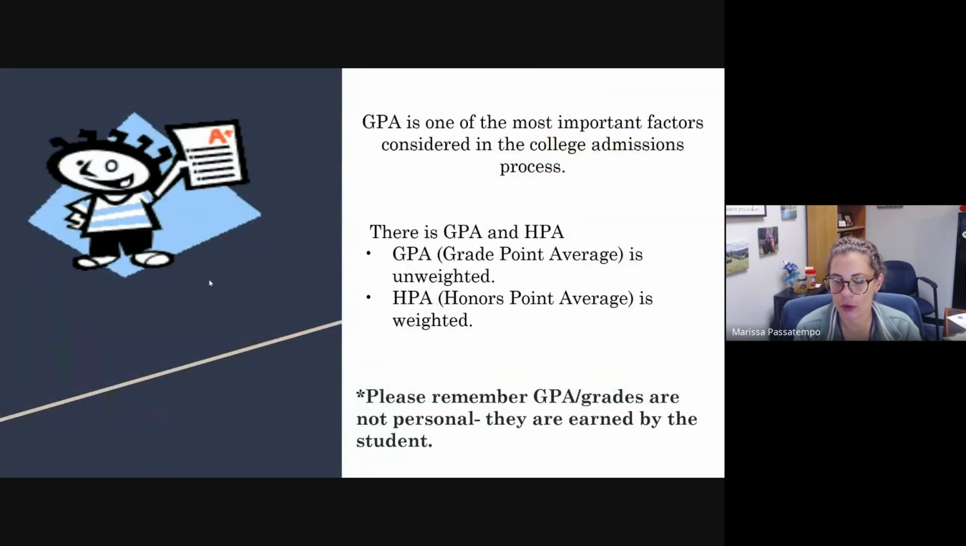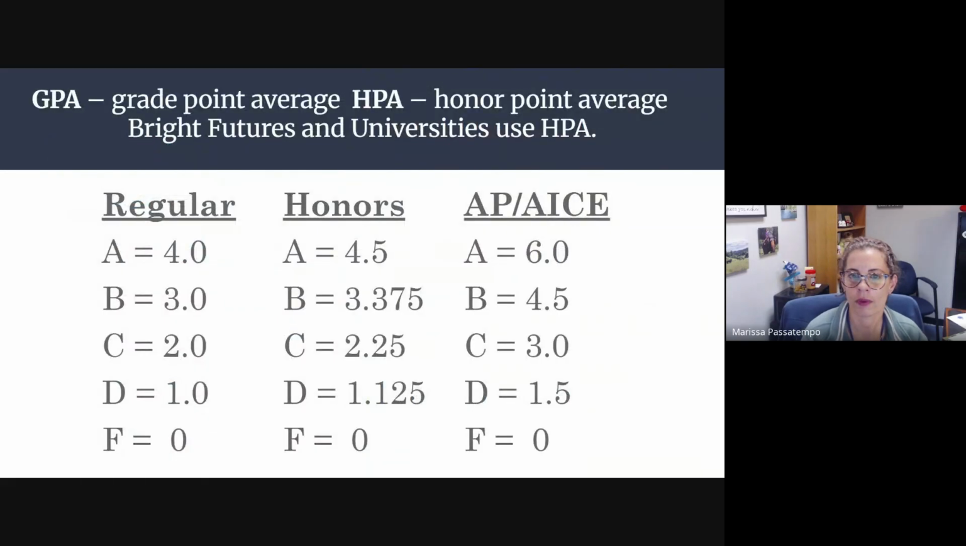Today I'm going to talk to you a little bit about the difference between GPA and HPA, and how it's calculated. Let's start with the meaning of GPA. GPA is one of the most important factors considered for the college admissions process. GPA is the grade point average, which is unweighted, and HPA is the honors point average, which is weighted. That's all the higher level classes: honors, dual enrollment, and AP or ACE classes.